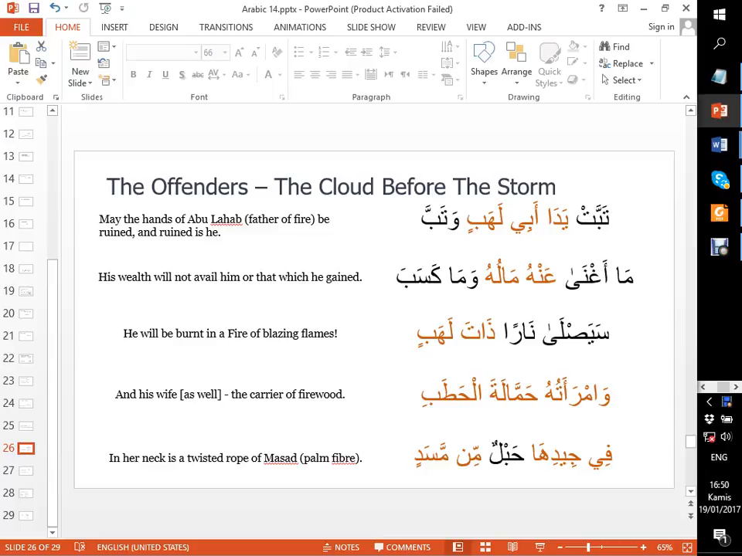And Hamalat al-Hatab is the carrier of firewood. So firewood and flame. Abu Lahab and the carrier of firewood, his wife, are matched, right? Because when you light firewood and throw it at someone's house, it will be burned. So it's like spreading the fire. If Abu Lahab offends the Prophet so much, the wife is spreading the fire like gossiping. Also some ulama gave the meaning of the firewood as spreading misinformation to offend the Prophet. So it's a match: father of fire and then carrier of firewood.